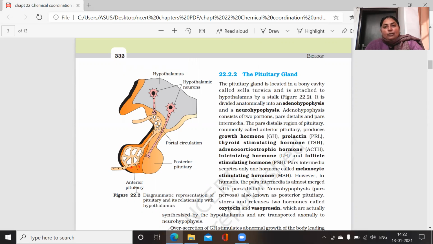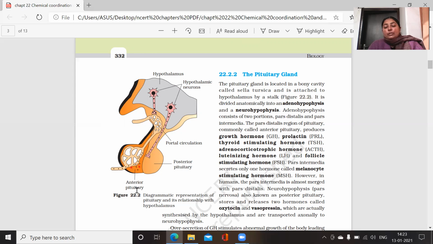Okay students, now let us have a look at the pituitary gland. What is this pituitary gland? This pituitary gland is also known as the master gland of the body, because it regulates the functioning of other glands, and it allows or inhibits these glands when they have to secrete the hormones or when not. The pituitary gland is located in a bony cavity, and the name of that bony cavity is sella turcica. And this pituitary gland is attached to your hypothalamus with the help of a stalk.